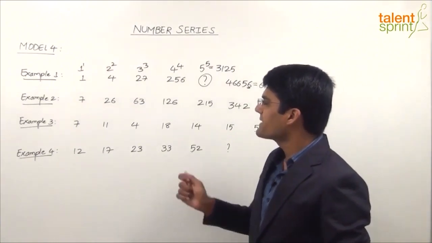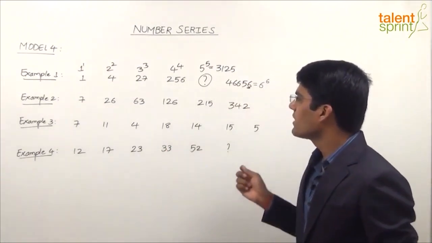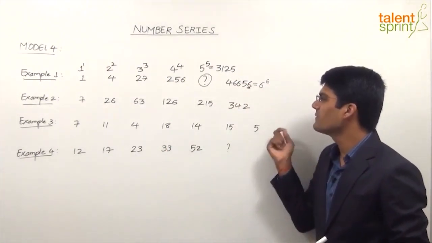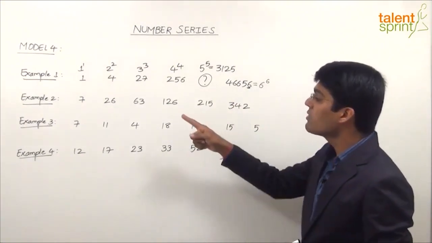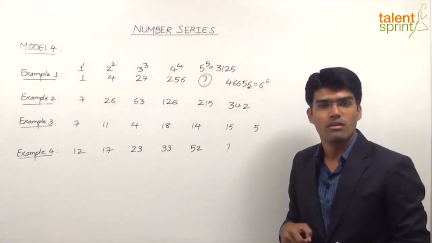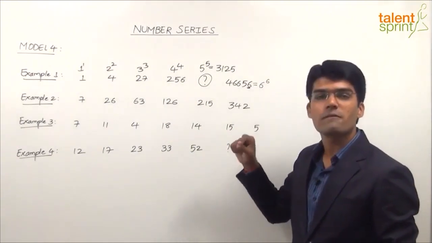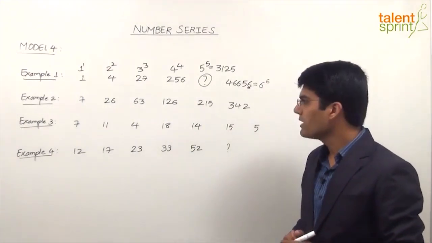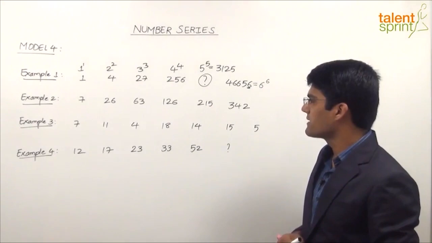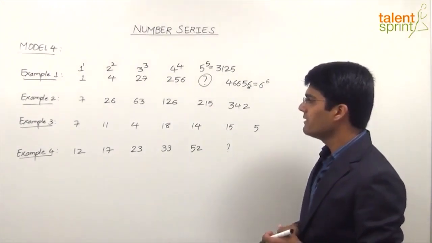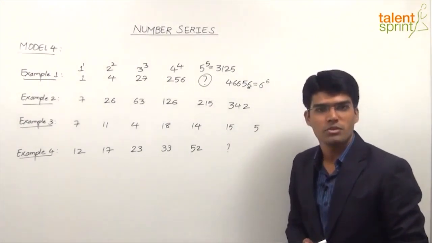The next question here is 7, 26, 63, 126, 215, 342. And we are supposed to find out which of these numbers is wrong, or there is one number here which does not fit in the series. So what is that number? Now what do you think is wrong here? 7 or 26 or 63 or 126, 215 or 342?